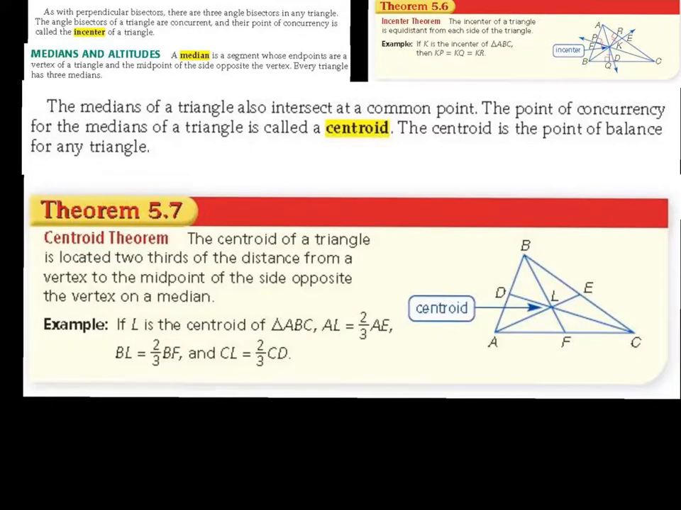Theorem 5.7 restates that the centroid of a triangle is located 2/3 of the distance from a vertex to the midpoint of the side opposite the vertex on a median. So for example, if L is the centroid of triangle ABC, then AL is 2/3 of AE, BL is 2/3 of BF, and CL is 2/3 of CD.